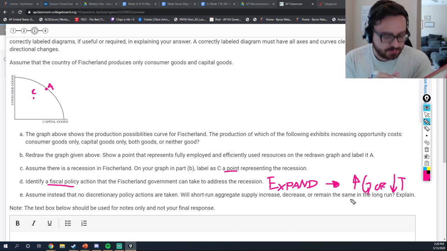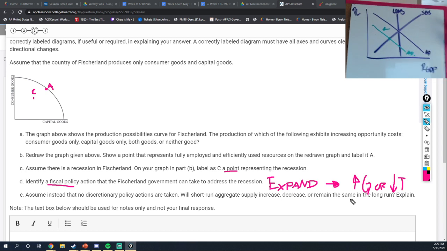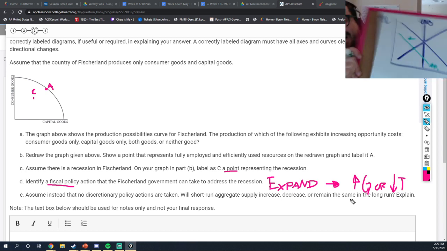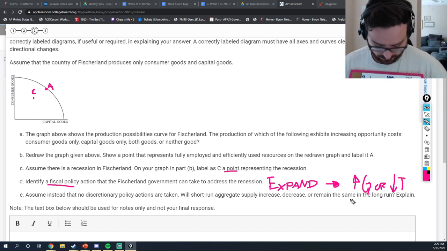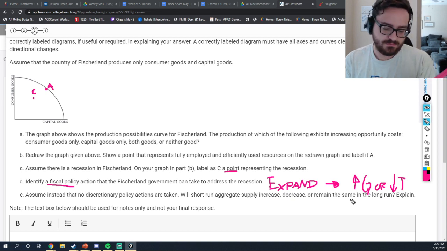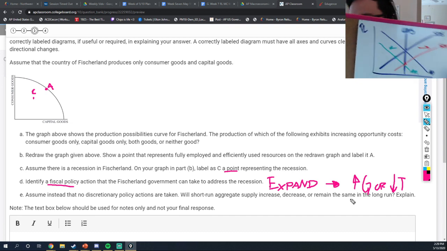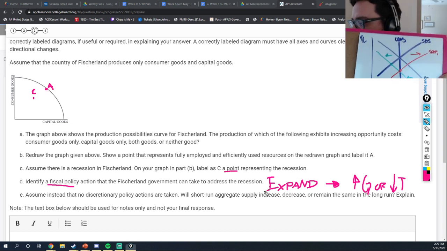What happens in the long run on this graph if the government doesn't do anything? Remember, if the government doesn't do anything, what line moves where? SRAS moves to get us back to long run equilibrium. Where does SRAS have to go? It's got to go to the right. So the end graph should look like this. There's no question asking me to graph any of it, but this is just the visual. What did SRAS do? It increased.